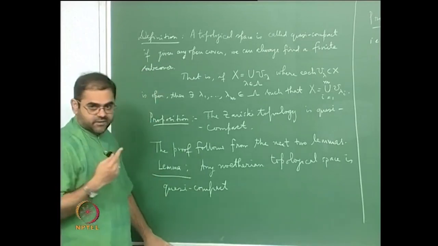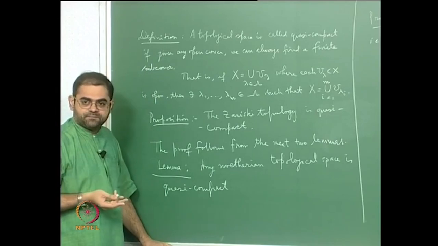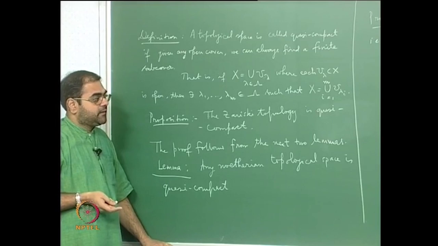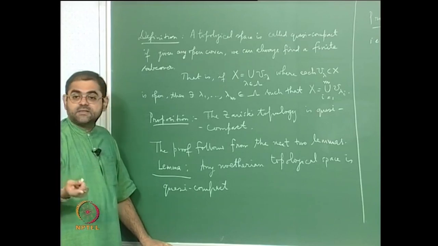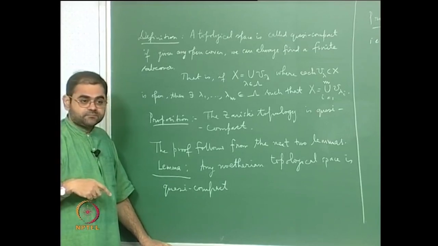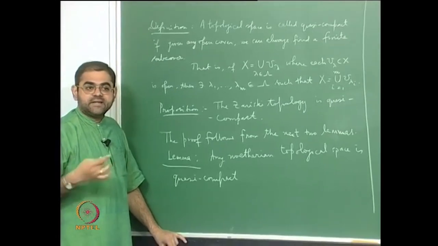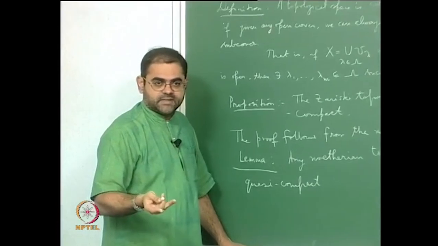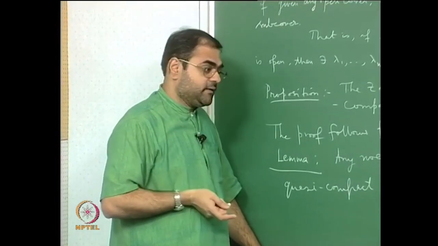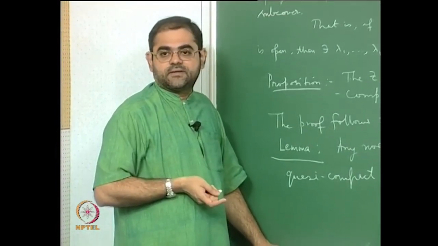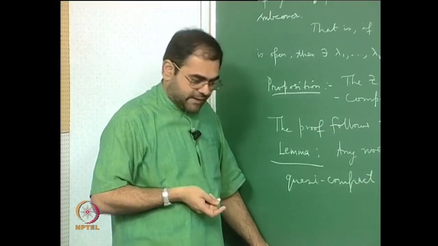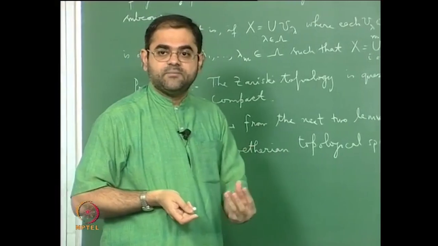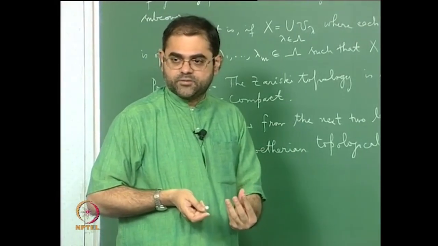So that's one definition, that there is DCC for closed sets. There are other definitions. Since open sets are the complements of closed sets, you can say that there is ACC for open sets. That's one equivalent definition. And then there is another equivalent definition, that is, given any non-empty collection of closed sets, there is always a minimal element with respect to inclusion.